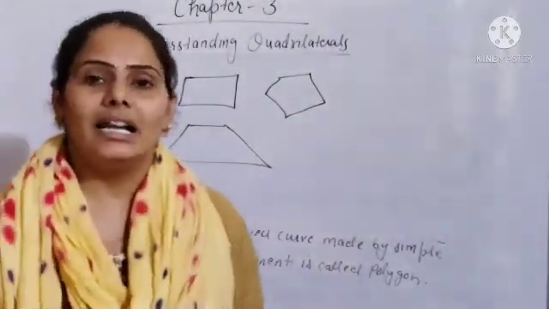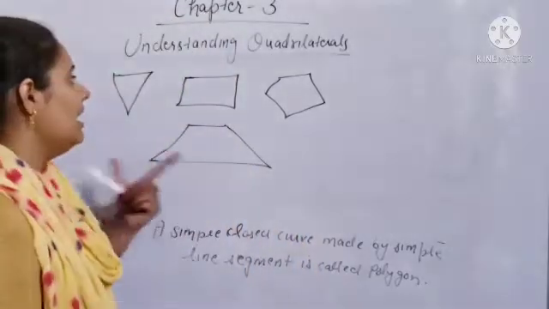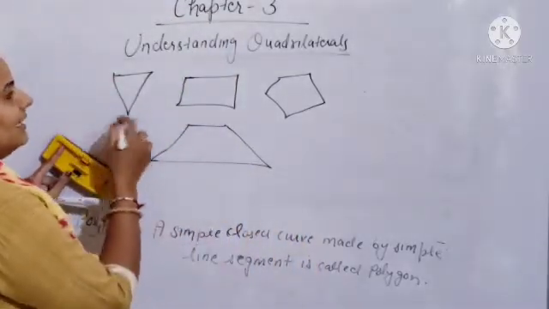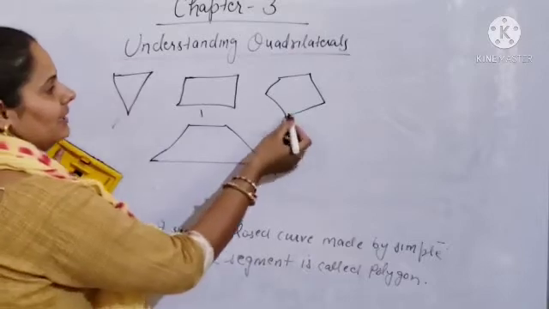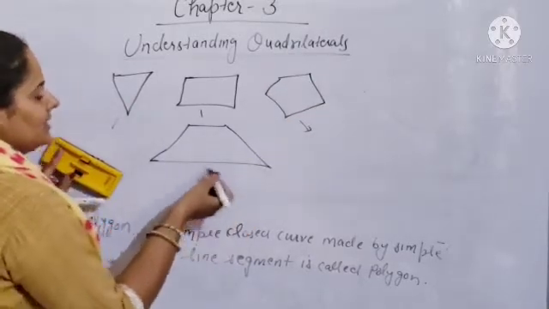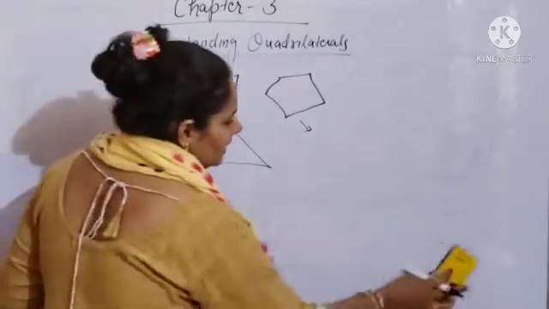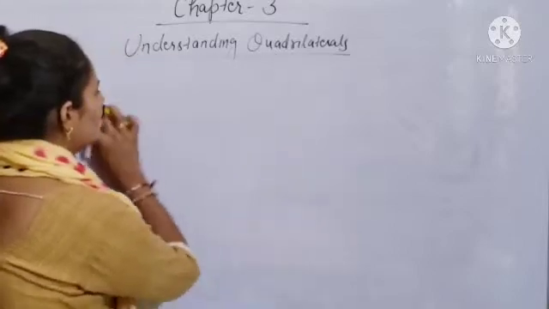A simple closed curve made by line segments is called a polygon. This is, you can say, a triangle with 3 sides; 4 sides is a quadrilateral; if 5 sides are given, it will be a pentagon. This is a trapezium, like that. So these are called polygons. Clear? Now, classification of polygon.